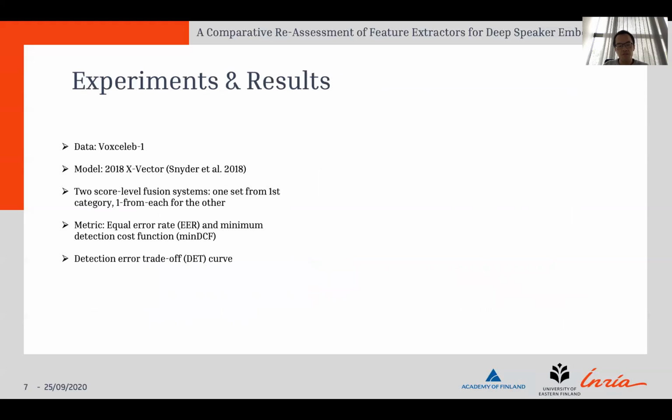Okay, speaking of experiments, we use VoxCeleb1 and the standard 2018 x-vector with statistics pooling. We also perform score-level fusion on multiple single systems: one using only magnitude-based spectral features, and the other using one feature from each category. For evaluation, we follow the standard protocol of VoxCeleb1 and Speakers in the Wild, which can be checked later. As metrics, we use equal error rate and minimum detection cost function, and Bosaris produced the detection error tradeoff curves.